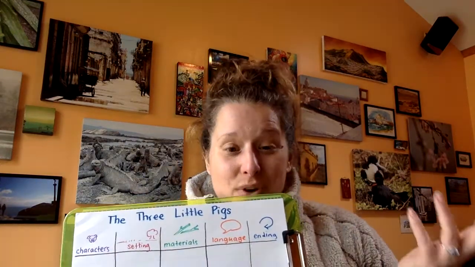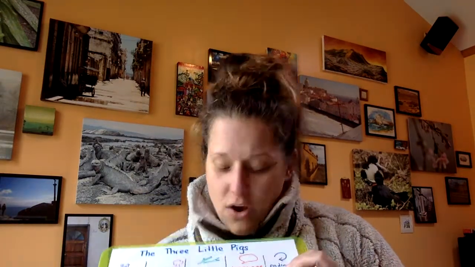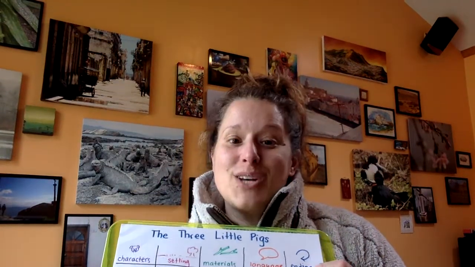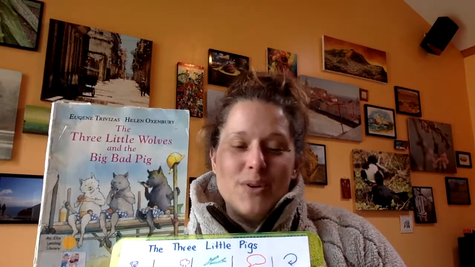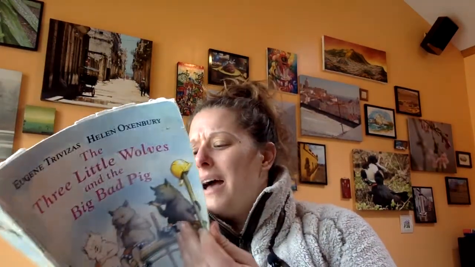So now you have hopefully written down your observations. Let's look at it together. So, characters. We talked about that already. They flipped those characters around. Three little wolves and a big bad pig. The setting. We didn't really notice much about the setting. Let's look back and see where we can find some clues with background. There's one clue.